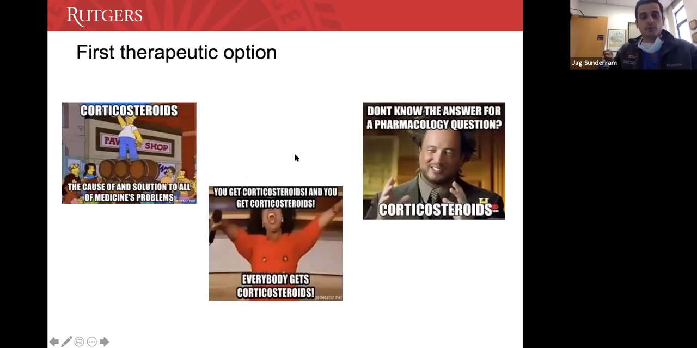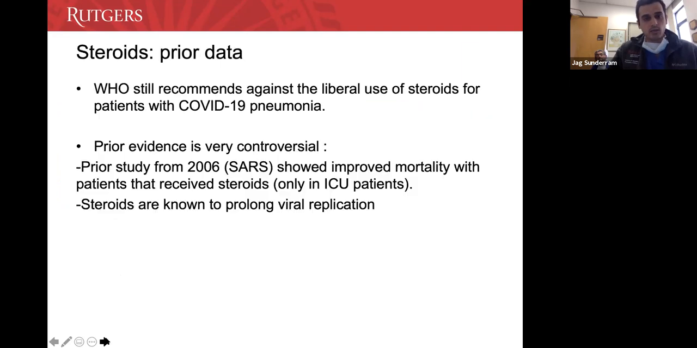So the first therapeutic option that we have here and that I'm going to talk extensively about is steroids. The reason why I chose steroids is because it's less expensive, and based on prior data, it worked pretty well for patients who are in cytokine storm. As of now, the WHO still recommends against the liberal use of steroids for patients with COVID-19 pneumonia.